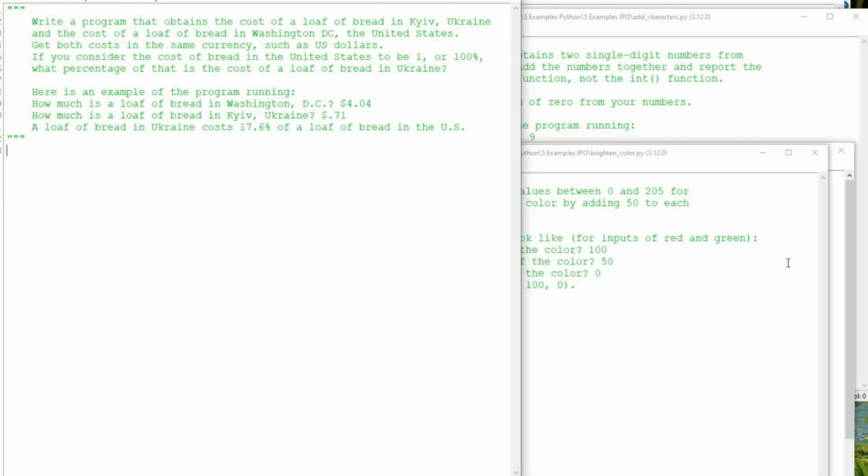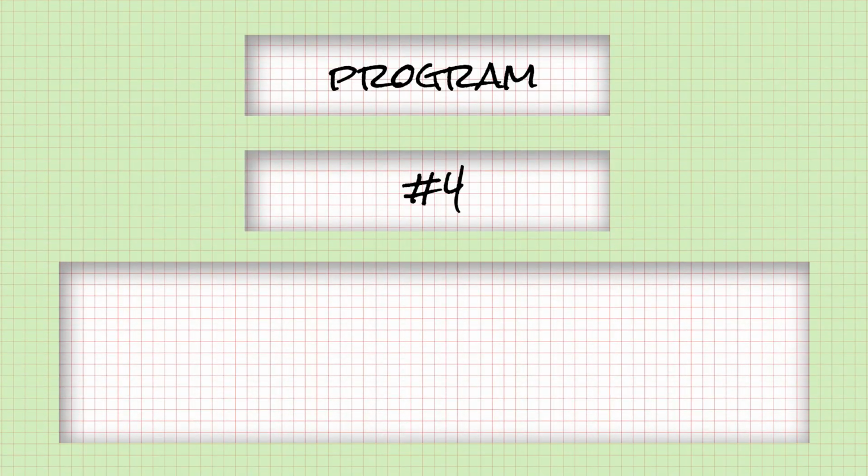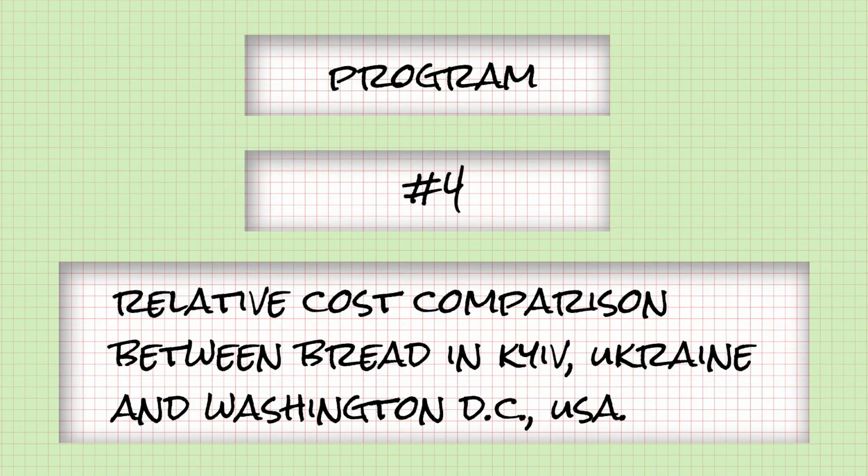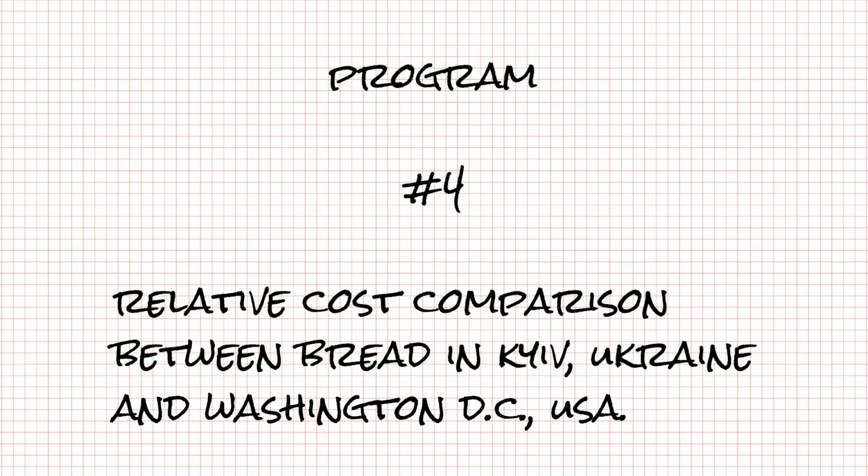Our 3 final programs are similar to the 3 we just wrote, but different enough that I think you'll get some good practice with them. If you got a little stuck on the first 3, hopefully now that you've seen those solutions, these next 3 will make more sense. Program 4, Relative Cost Comparison between bread in Kyiv, Ukraine, and Washington, D.C., U.S.